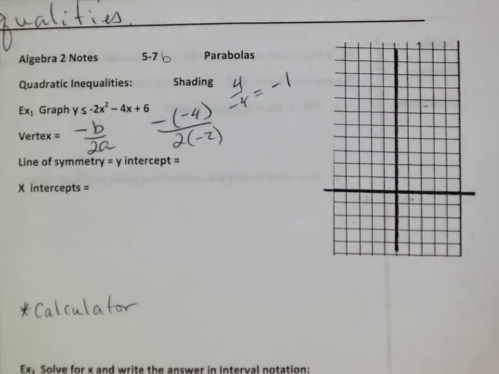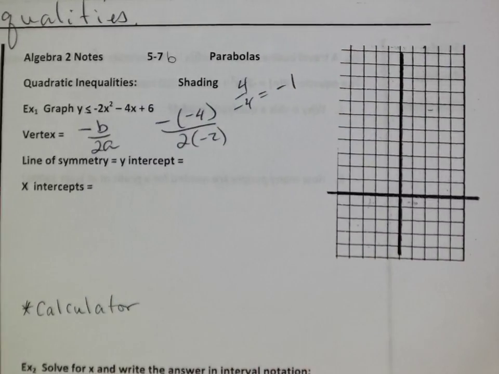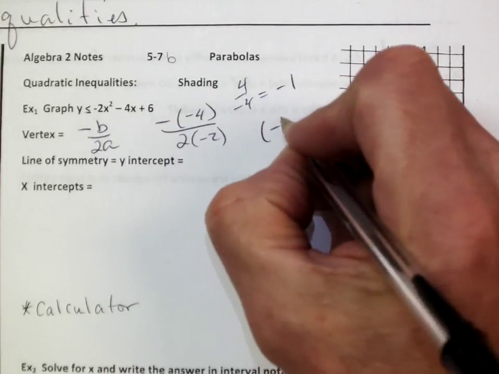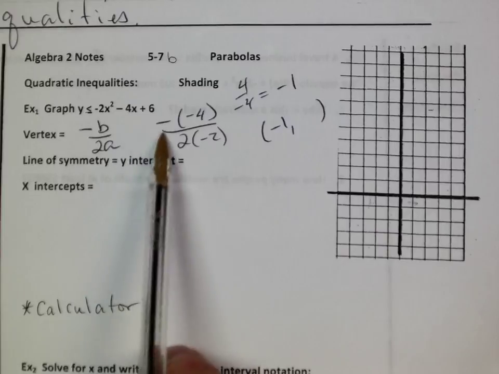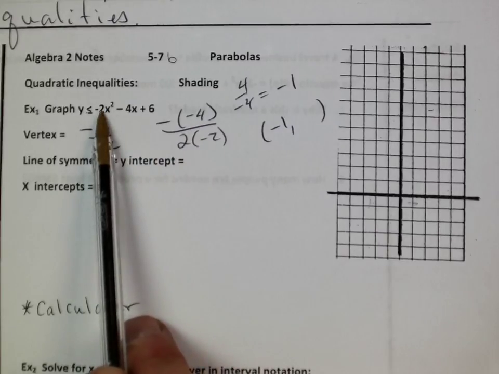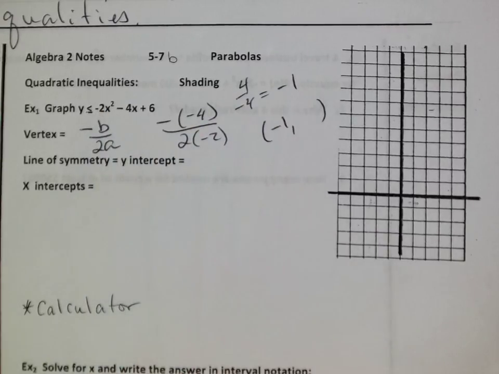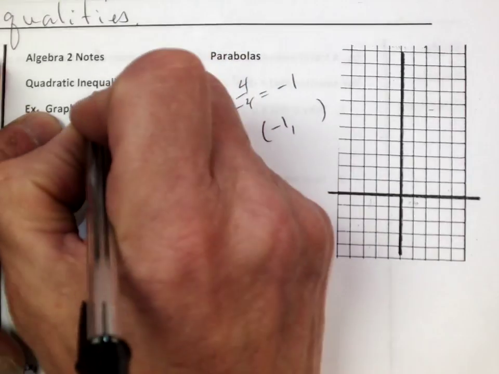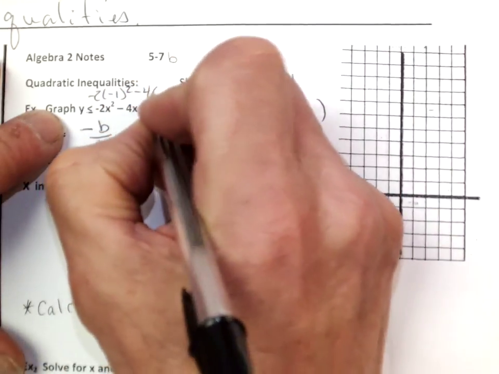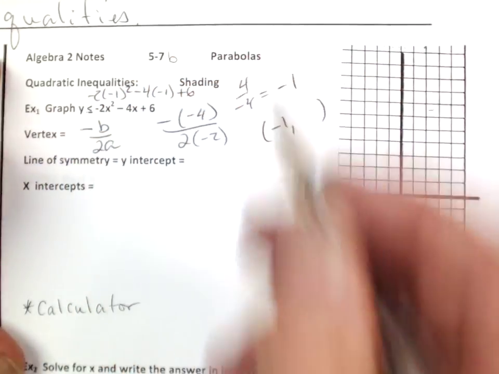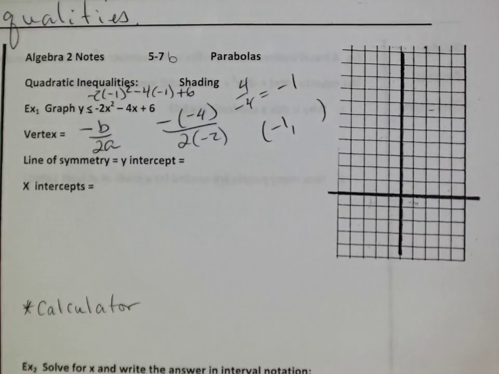Now, negative 1 is something, right? So we're going to have a coordinate of a point at negative 1, something. So I did my negative b, which is negative 4, over 2a, which is 2 times negative 2, and I got negative 1. To get the something, I've got to plug that in. I'm going to go, okay, negative 2 times my negative 1 squared minus 4 times my negative 1 plus 6.